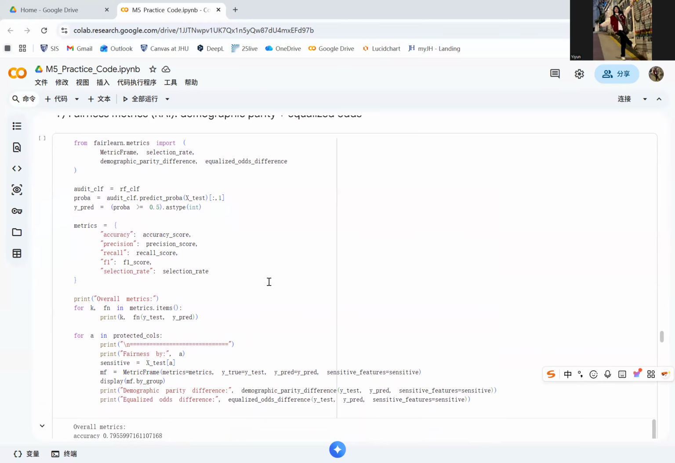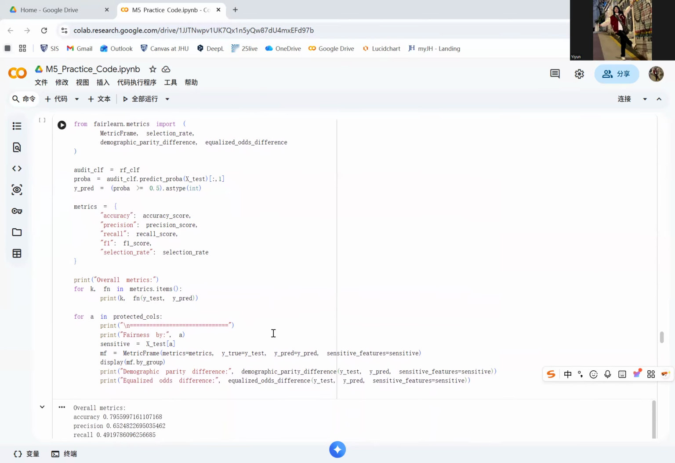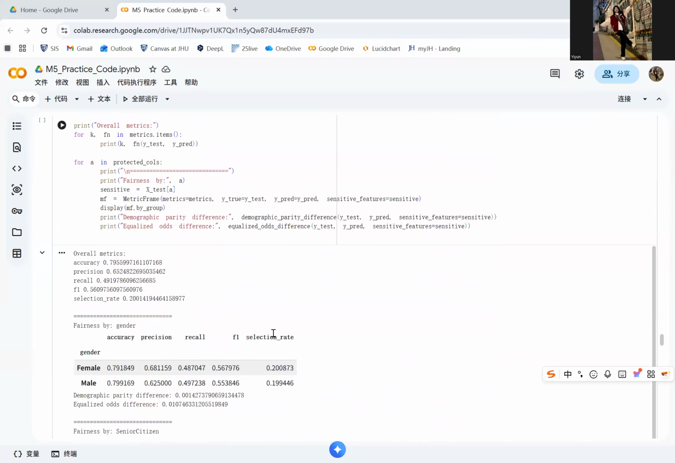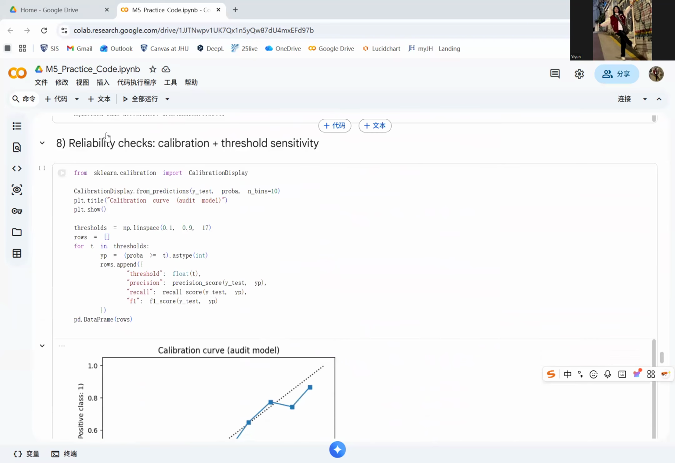Another important aspect of responsible AI is reliability. To evaluate reliability, I examine calibration and probability predictions. Calibration analysis helps determine whether the predicted probabilities correspond to actual outcomes. Reliable probability estimates are important because they help the business prioritize customers based on risk levels.